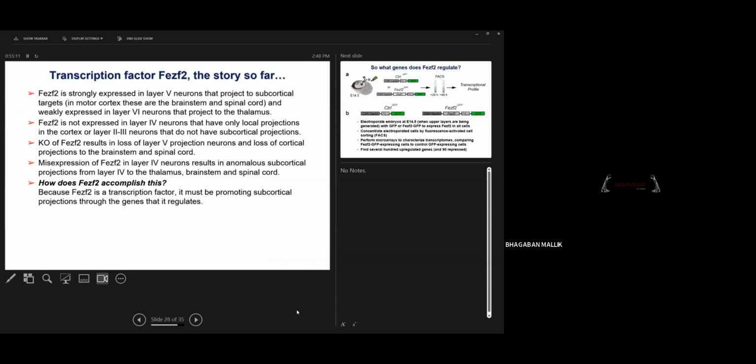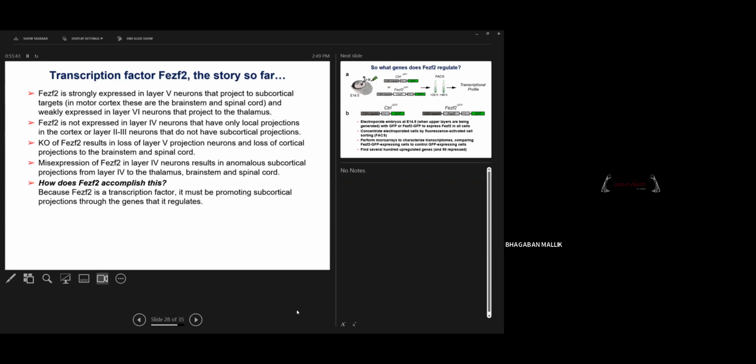So this is a summary of the transcription factor, showing that FEZF2 is strongly expressed in layer 5 and is not expressed in layer 4. But when we force it to express in layer 4, it is expressed there, and it projects neurons which are not supposed to project from layer 4 to other layers. FEZF2 should project neurons from layer 5 to other layers. But when we force the expression of FEZF2 in layer 4, it is projecting from layer 4. Okay, that's what I want to highlight.